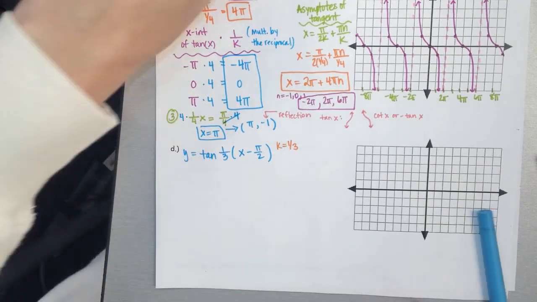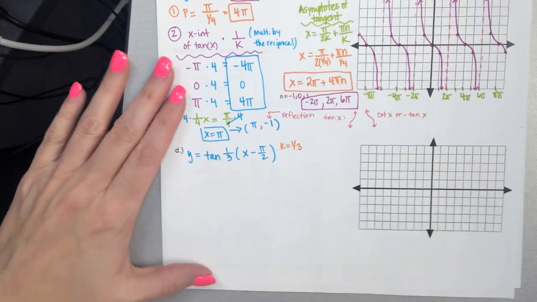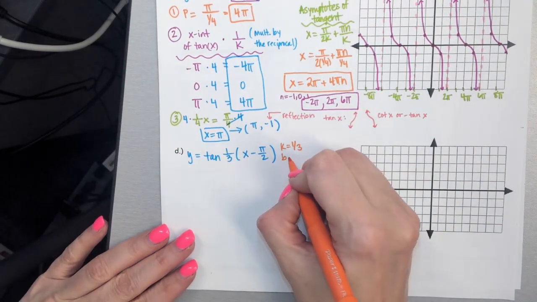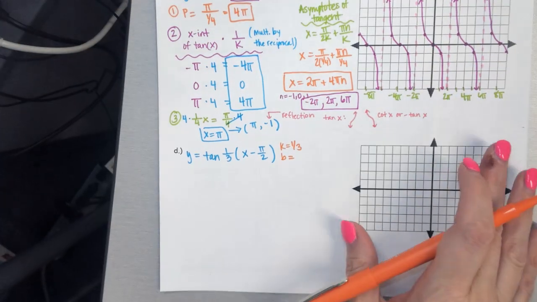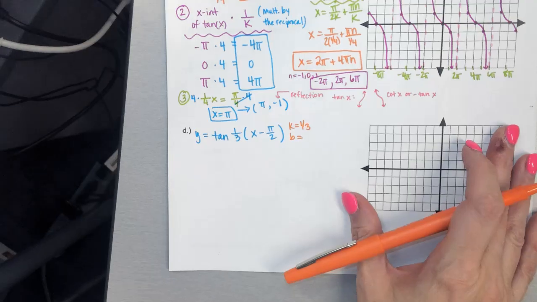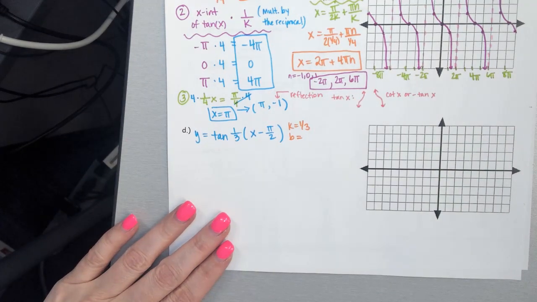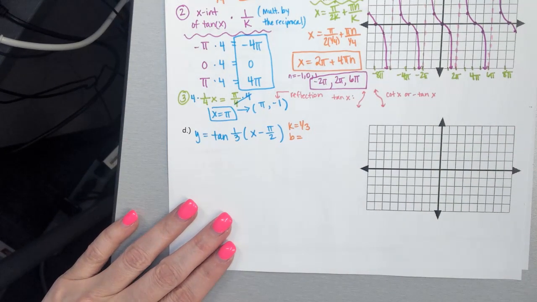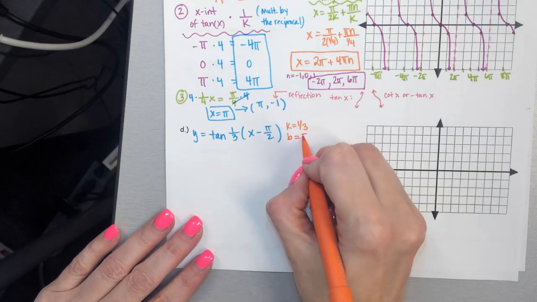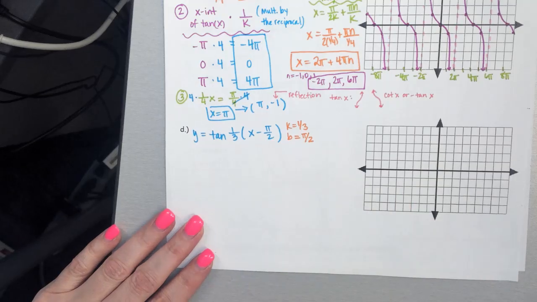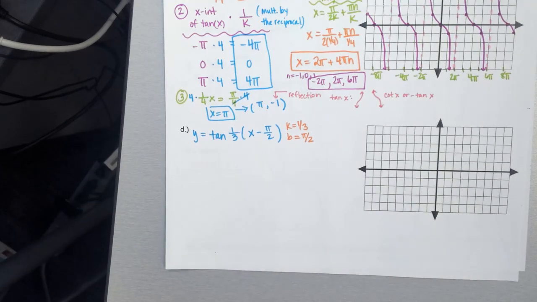Okay, I know this is definitely complex, but I also know you guys are very smart and you are very capable of doing this. Okay, I wouldn't give you anything that I don't think you can handle. So your K value is 1/3. The other thing we should find is our B. Our B value is what? Pi/2. We got a phase shift in this house. We got to shift it over.